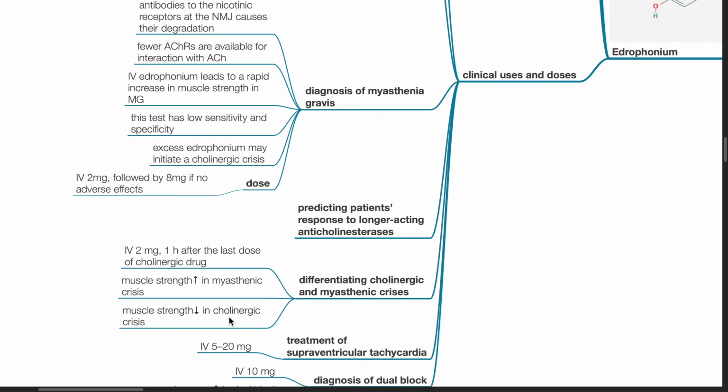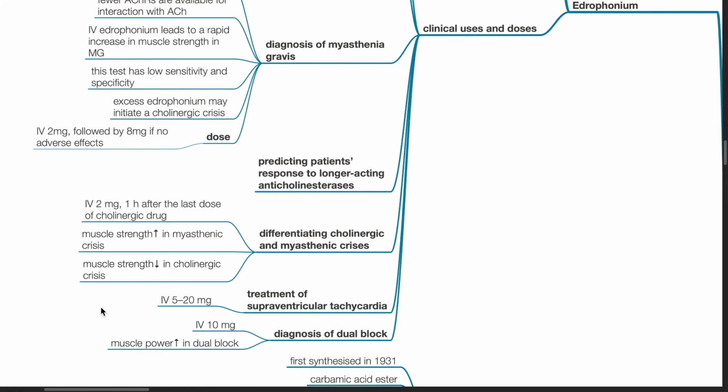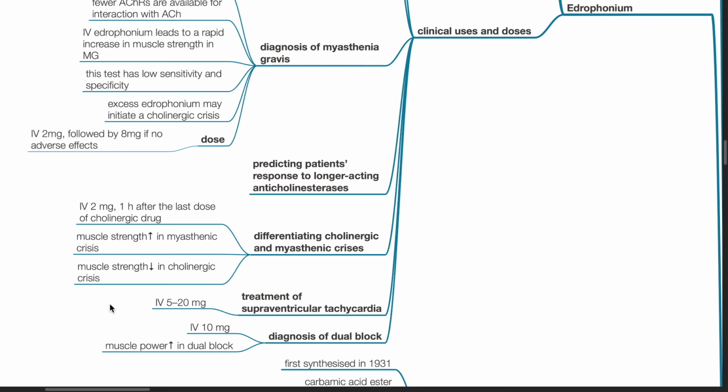Edrophonium is also used to predict patients' response to longer-acting anticholinesterases. It is used to differentiate cholinergic and myasthenic crisis. The dose is IV 2 mg 1 hour after the last dose of cholinergic drug. There is increased muscle strength in myasthenic crisis and decreased muscle strength in cholinergic crisis. Edrophonium is also used for the treatment of supraventricular tachycardia at the dose of IV 5 to 20 mg and in the diagnosis of dual block with a dose of IV 10 mg. There is increased muscle power in dual block.